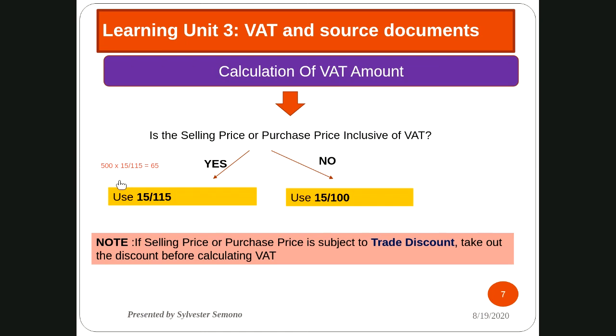But the challenge can be a situation where they give you VAT, but they ask you how much the selling price was before. Don't worry, I'm going to break that down for you. But I'm just talking about the common calculations that we're going to have. So you say 500 times 15 over 115. The minute you say 15 over 115, I know that the amount that you used to calculate was including what? VAT. Remember, it is including VAT. But let's say, for example, they say the amount of 500 was not including VAT, but they want you to calculate VAT.